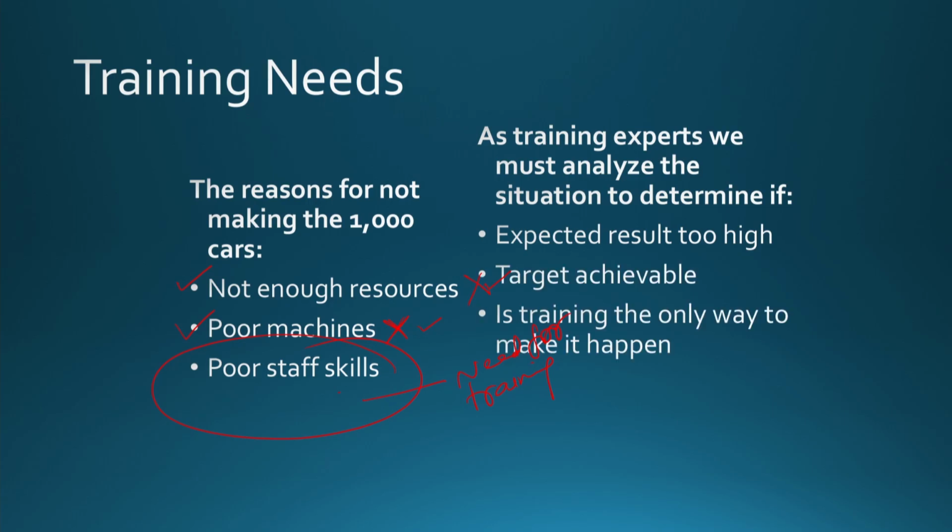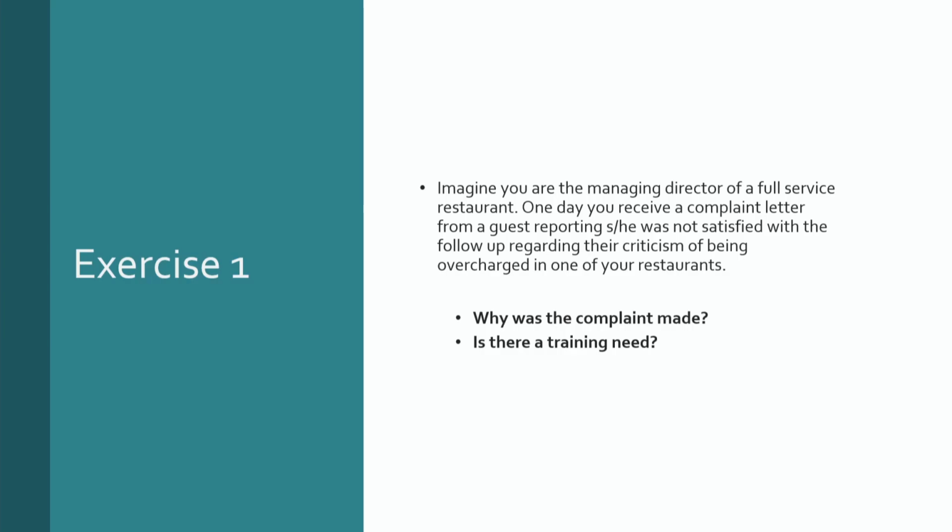As the training expert, we must analyze the situation to determine if expected results are too high. We have to see this also. Is the target achievable or not? 1000 cars, easy or difficult in the given resources? Is training the only way to make it happen? This we have to answer as an expert. If you find out that it was poor staff skill, you can say yes, training is mandatory. After that, we can achieve the target because this target is achievable. Or are there other factors also to think about?